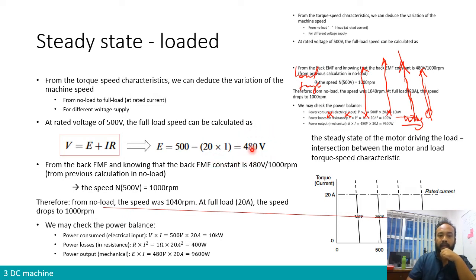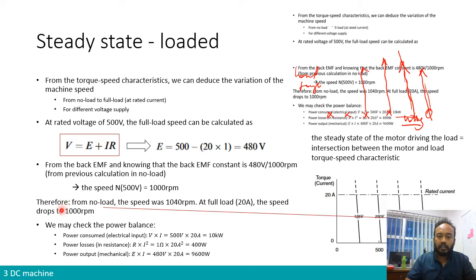So what do we do with this back EMF? We know there is a relation between back EMF and the speed, which is the EMF constant or speed constant K. From the previous calculation, we know the constant equals 480 volts per 1000 RPM. Therefore, we can calculate the speed when we have a back EMF of 480 volts. So 480 volts of back EMF means a speed of 1000 RPM. Therefore, it concludes that at 500 volts, with the maximum current of 20 amps, the machine will rotate at 1000 RPM from this calculation.